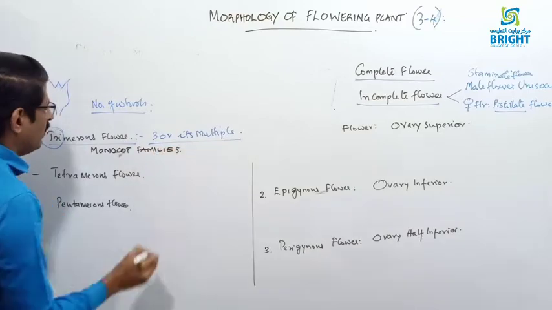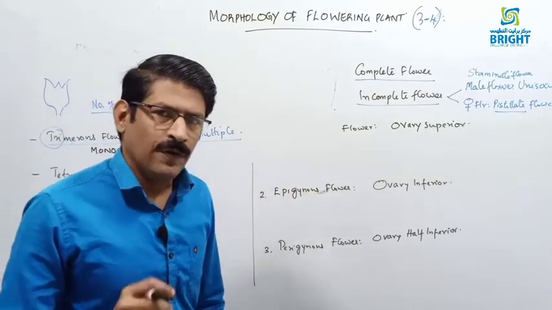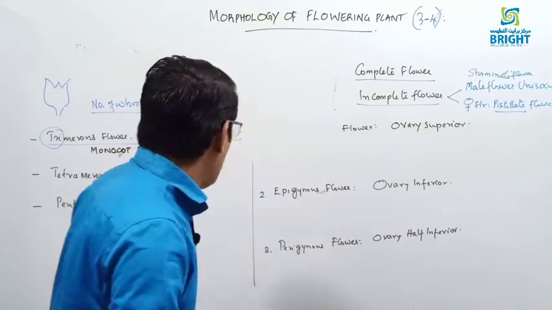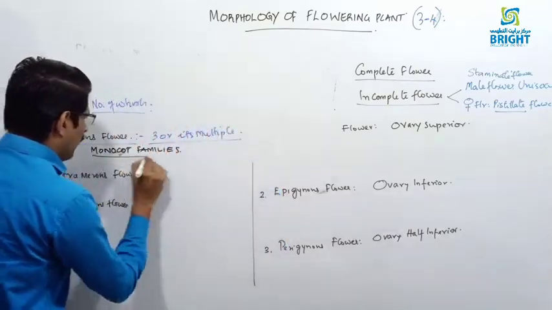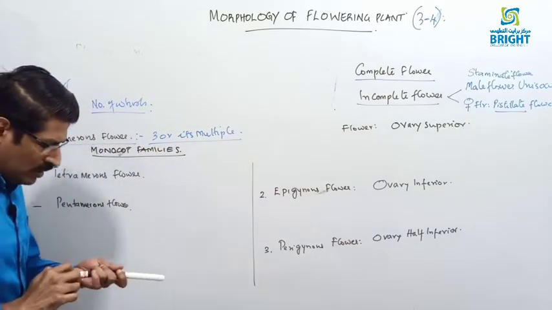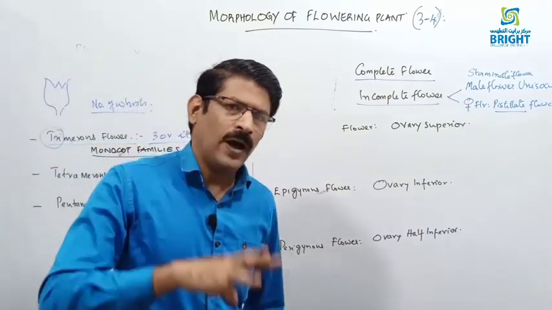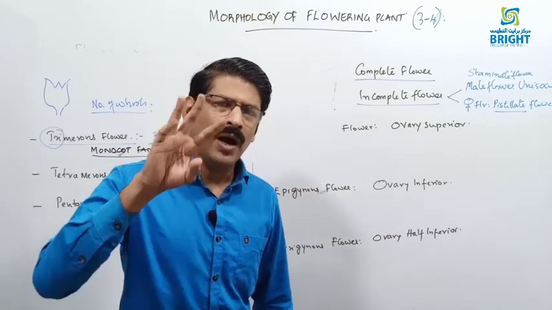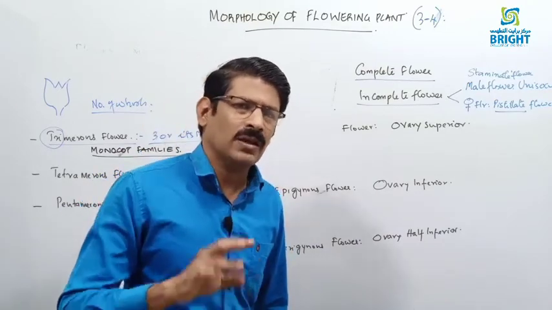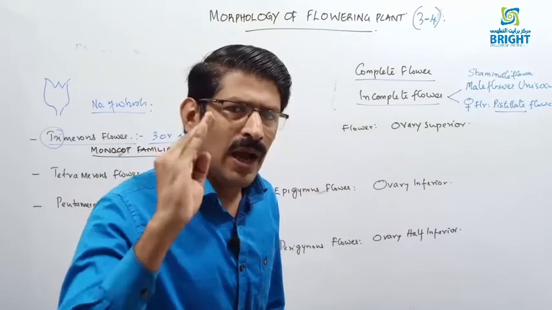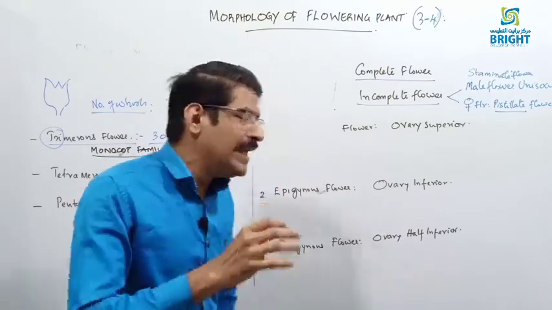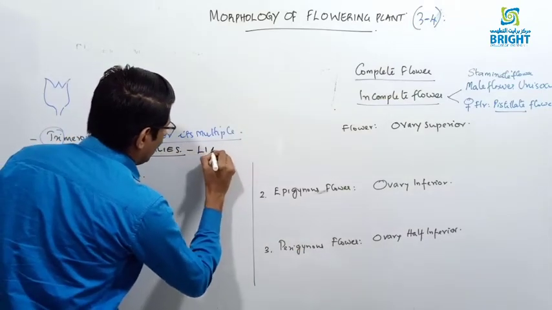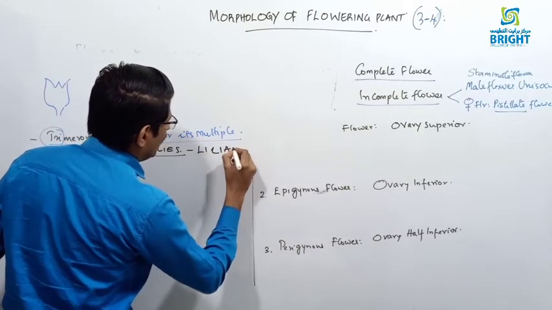So what is trimerous flower? In a trimerous flower, the floral appendages are in a number of 3 or its multiple, and it is a characteristic of monocot families. In our NCERT, we are studying 3 families and 1 floral formula, and it describes 1 family also. The 3 families we are studying are Fabaceae, Solanaceae and Liliaceae. Of these, Liliaceae is a trimerous flower. It is an example for trimerous.